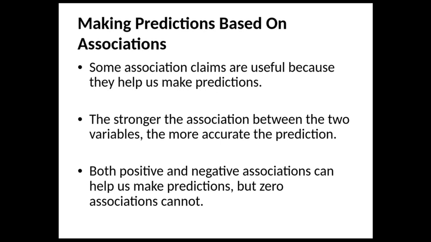So both positive and negative associations can help us make predictions if they're high enough. Zero associations cannot. That may mean they have almost nothing or nothing in common.